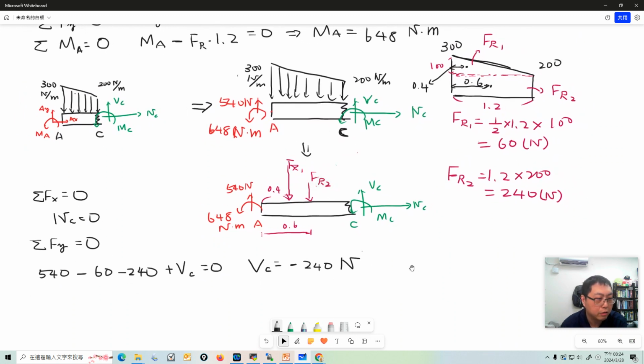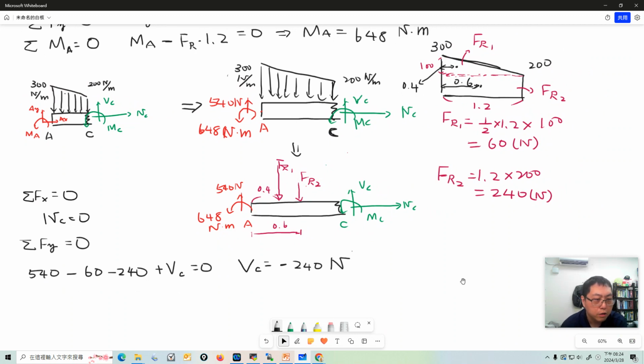The final one is that the total moment of the system is 0. So we should choose a reference point. A or C should be the reference point.